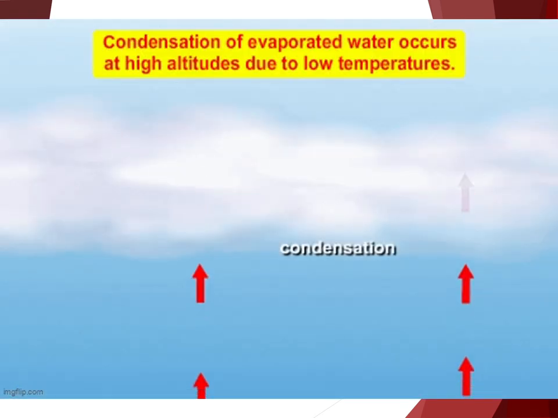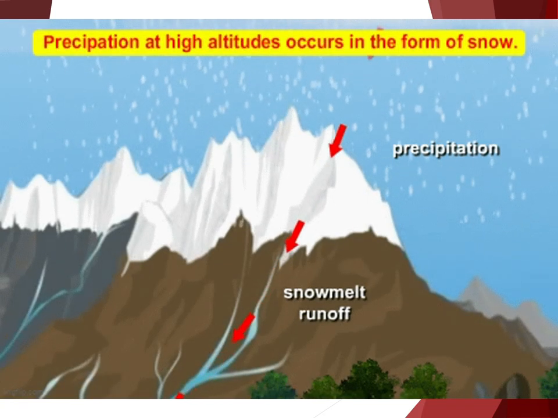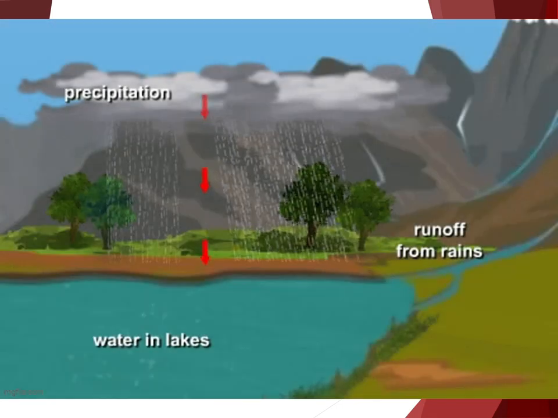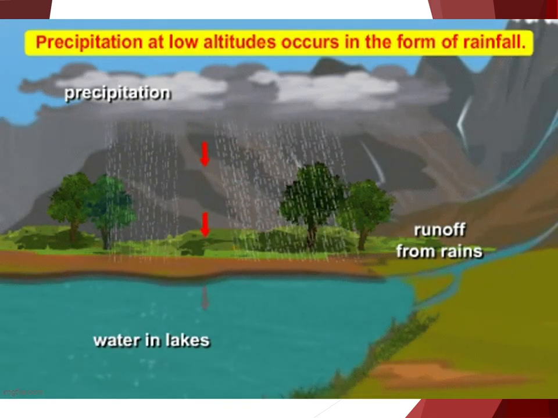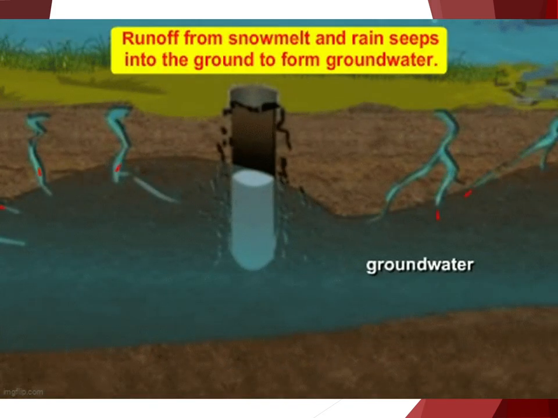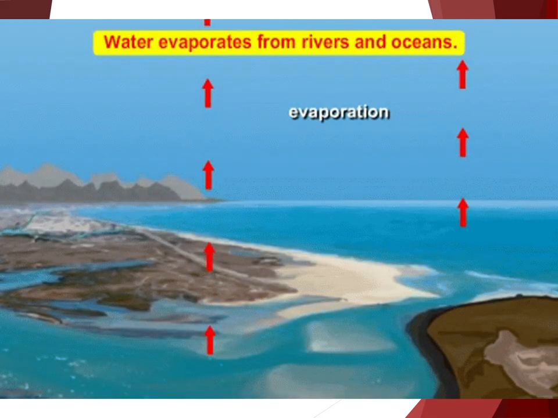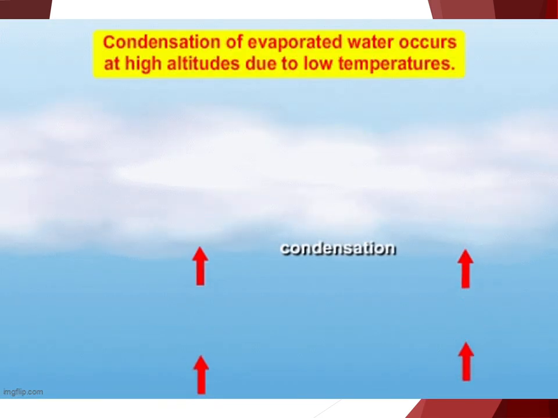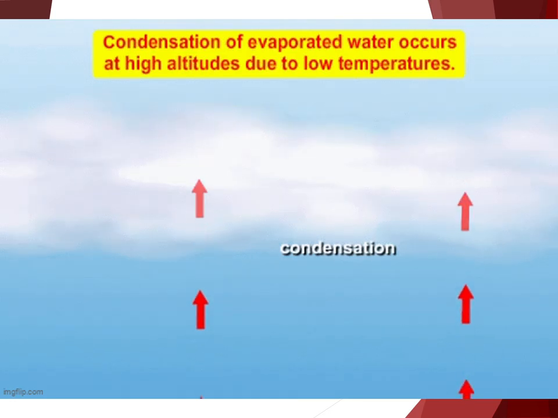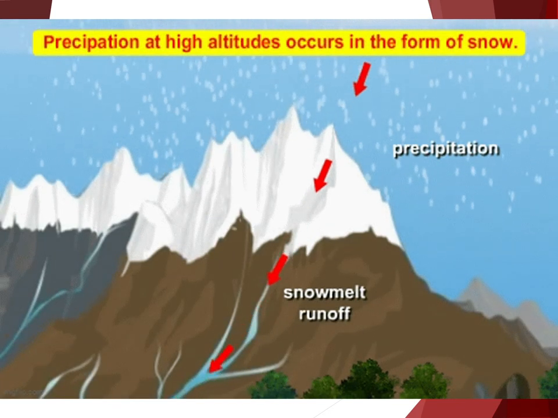When the concentration of water droplets or ice crystals in clouds is high enough, the water falls from the atmosphere back to the planet's surface as precipitation, primarily rain, snow, or hail. The precipitation recharges oceans, rivers, and lakes. It also percolates through the rocks and soil, recharging aquifers.